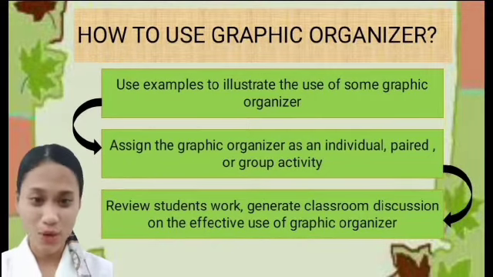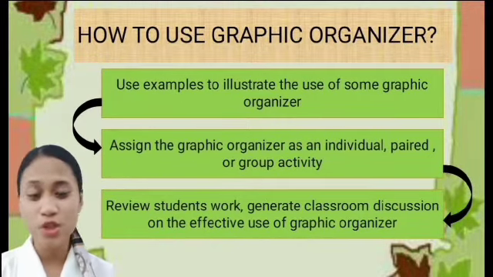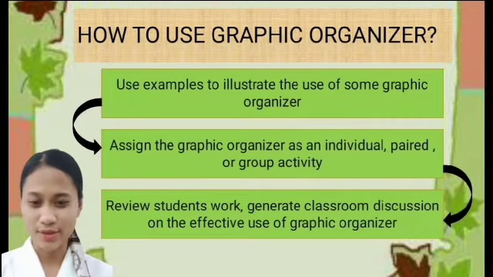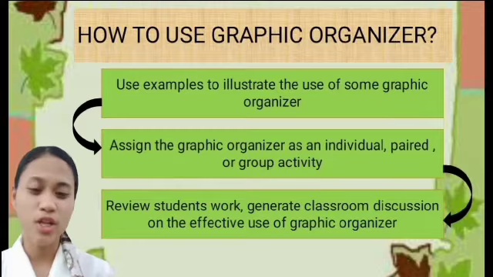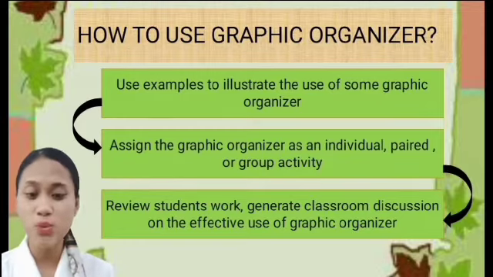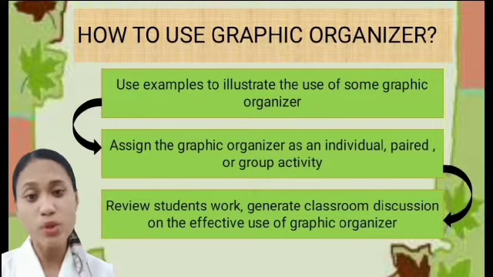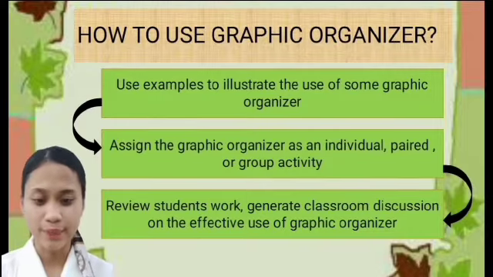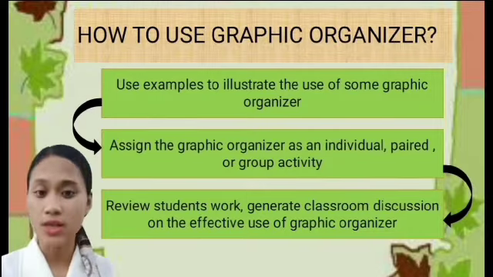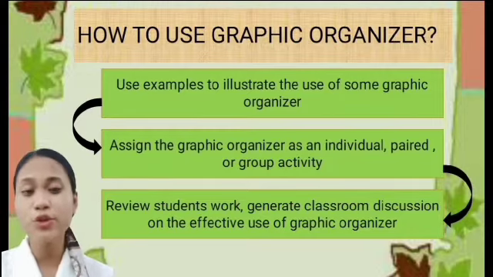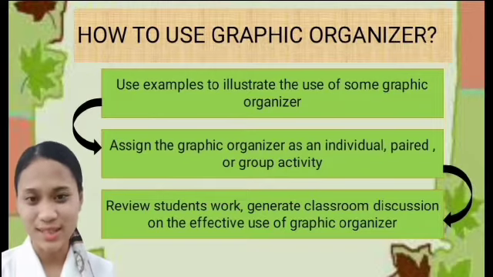Sixth, review students' work. Generate classroom discussion on the effective use of graphic organizers. Yes, it is very important to review or assess students' work to check how they really understand the use of graphic organizers. The teacher must expound ideas and discuss so they can apply the effective use of graphic organizers.